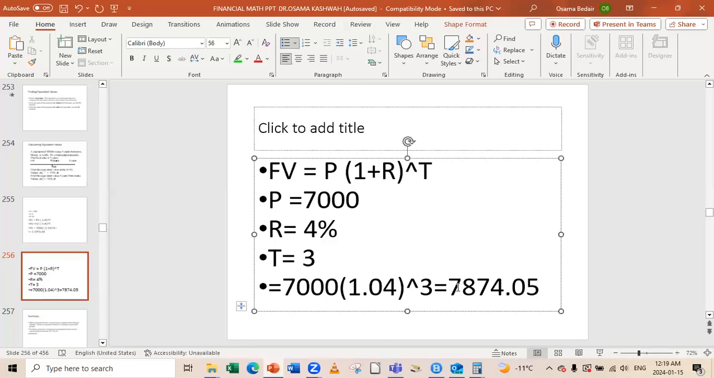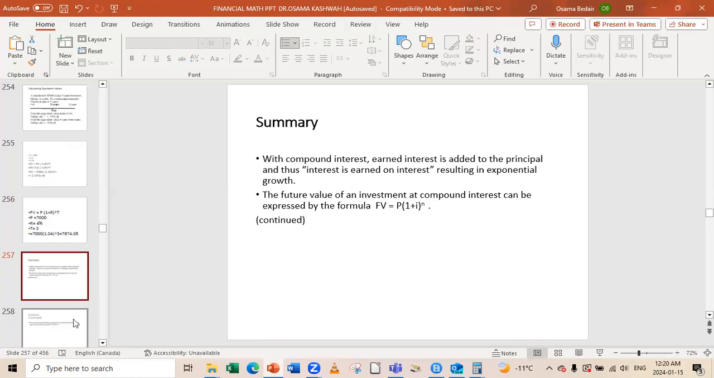So I just want you to know now, read the question very carefully, because we have two things: future value and present value, so that you can know the difference between both of them.